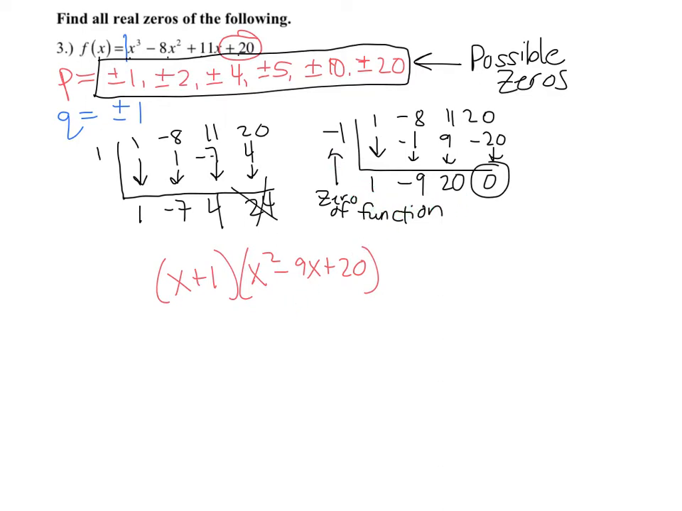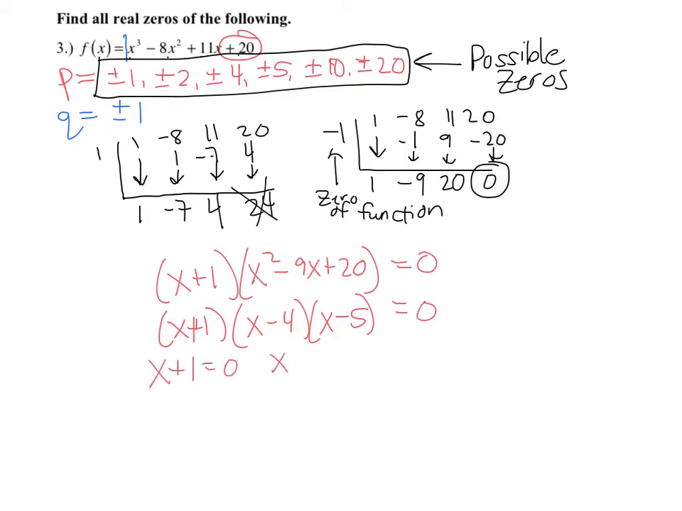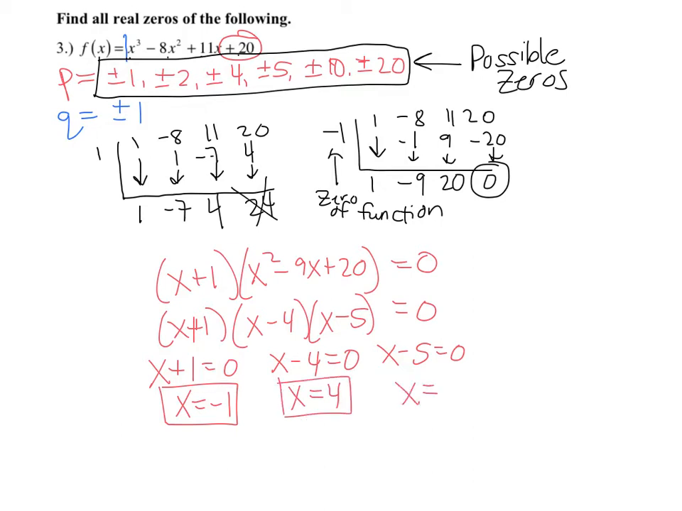And now I can factor that. And if I couldn't factor it, I could always do quadratic formula. But this is going to factor into x minus 4 times x minus 5. So I'm going to set this equal to 0 and use zero product property to solve for my 3 zeros of this function. So this is the one I got lucky and found originally. Once I've had that one, it allowed me to divide it down to be able to find these two. So I know that the 3 zeros of this function are negative 1, 4, and 5.